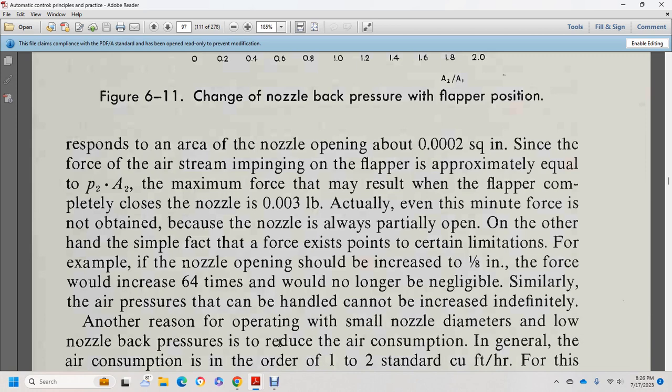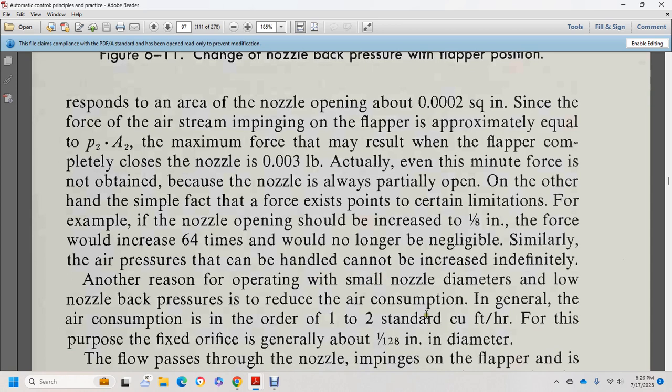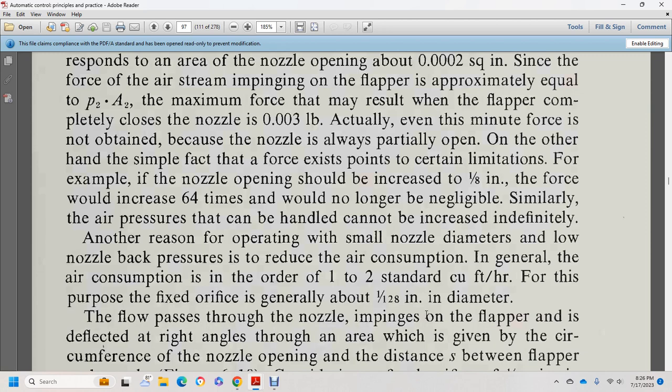The simple fact is that the force exhibits certain limitations. For example, if the nozzle opening were increased to 1/8 of an inch, the force would be increased 64 times and would no longer be negligible. Similarly, air pressure cannot be increased indefinitely. This is another reason for operating with small nozzle diameters.